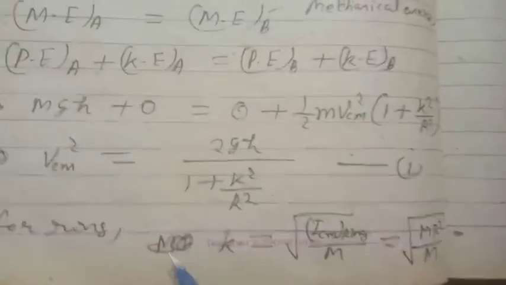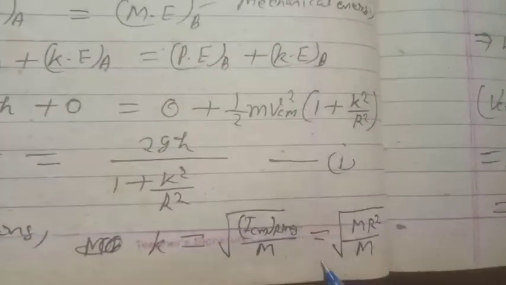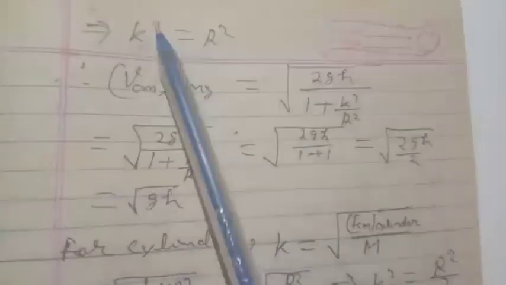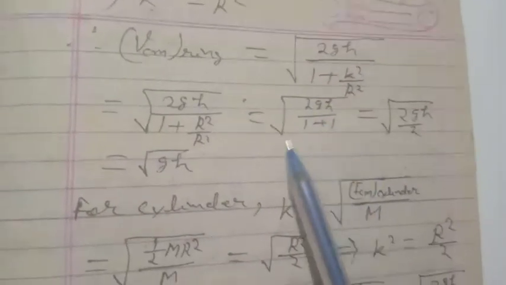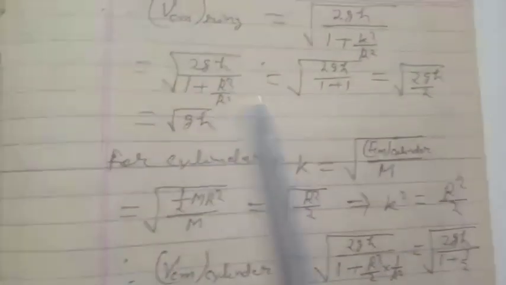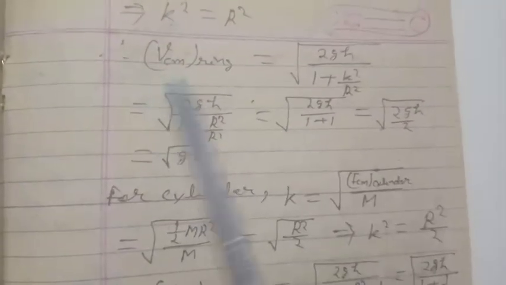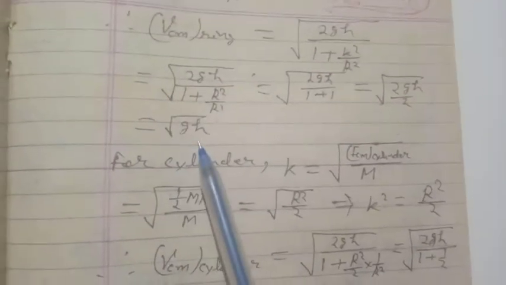Now for the ring, k equals under root ICM of ring by m, equals under root mr square by m. This implies k square equals r square. Hence vcm of ring is under root 2gh by 1 plus k square. Putting the value k square equals r square, we get under root 2gh by 1 plus r square by r square, under root 2gh by 1 plus 1, under root 2gh by 2, equals under root gh. This is the velocity of the center of mass of the ring.